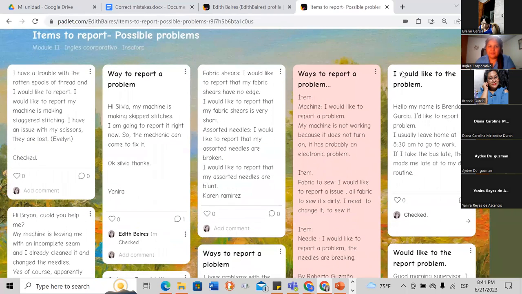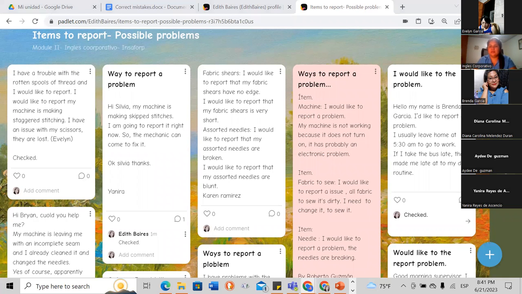Okay, it says fabric shears. I would like to report that my fabric shears have no itch. Okay. I would like to report that my fabric shears is very short. Teacher, el mío no lo ha leído. Ahorita lo voy a leer. Okay, assorted needles. I would like to report that my assorted needles are broken. Okay, I would like to report that my assorted needles are blunt.